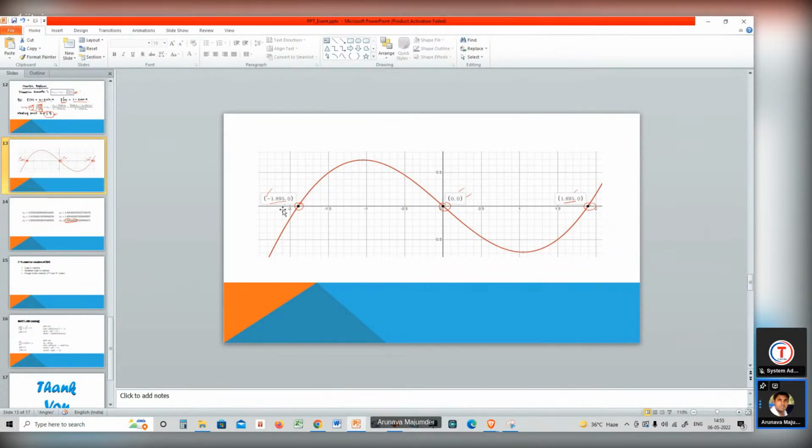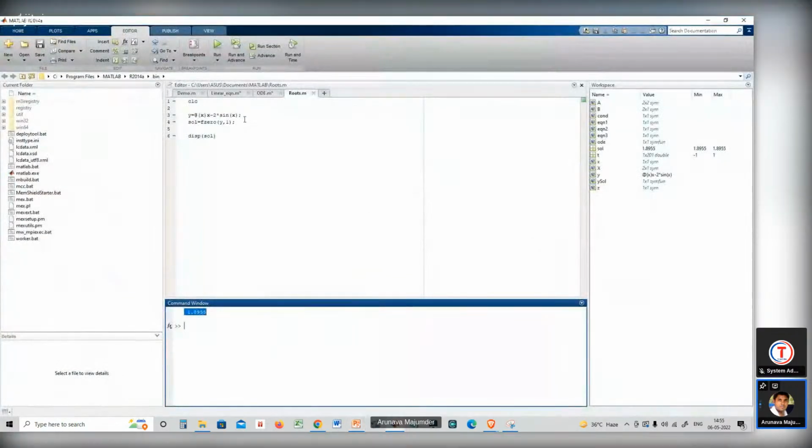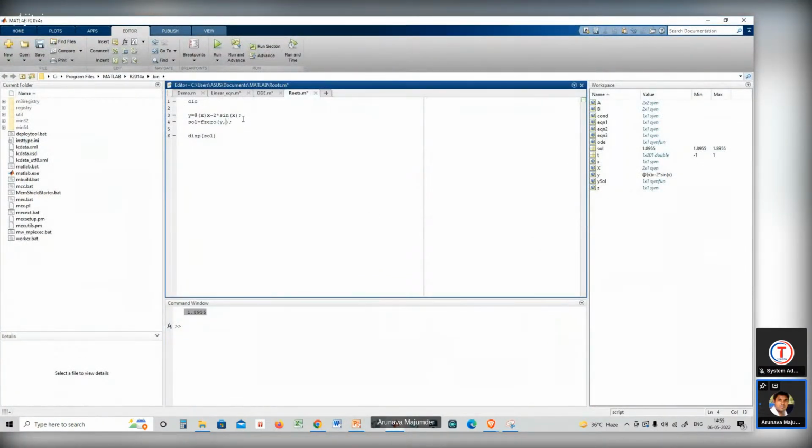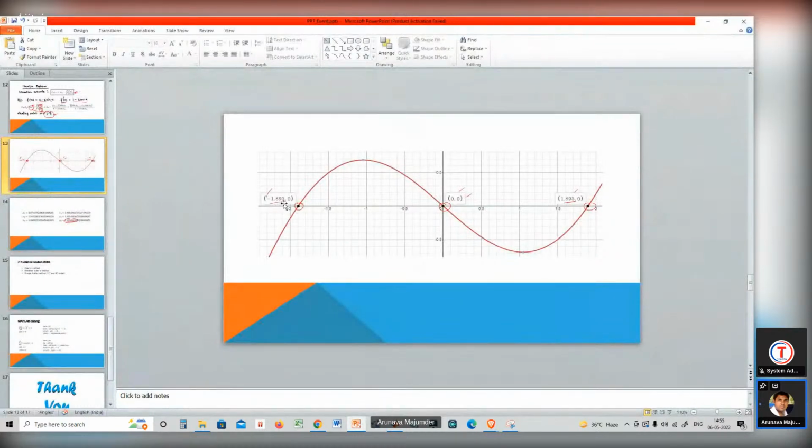Now suppose I need the negative solution. So I just change the initial point to any negative number, suppose -1. And I run this program now. Look, minus 1.8955. You can also see here minus 1.895. So this is also another negative solution, entirely matching this program.